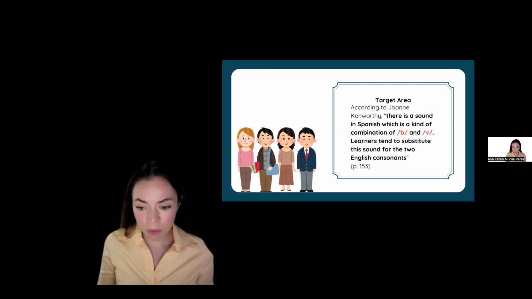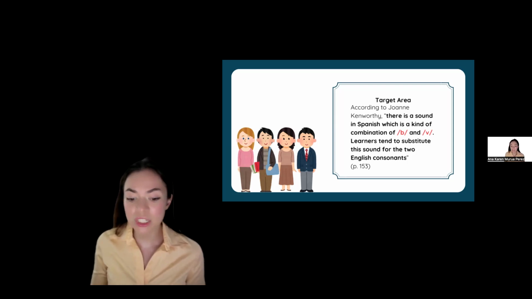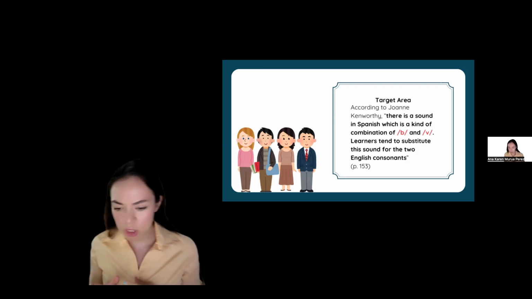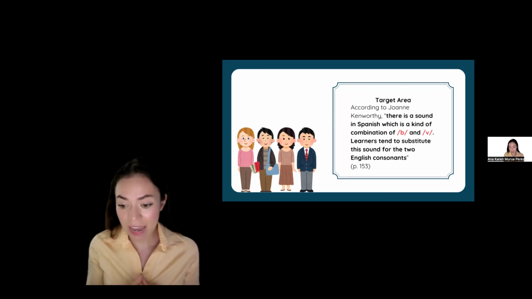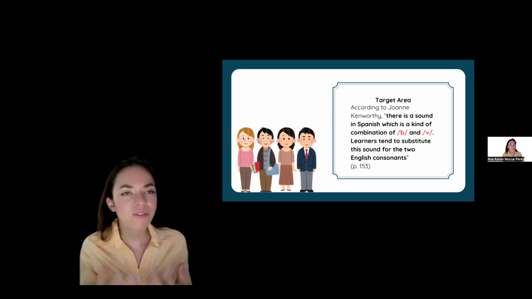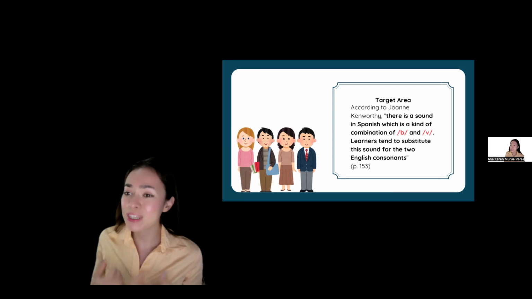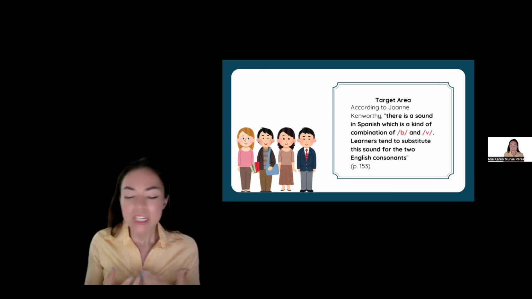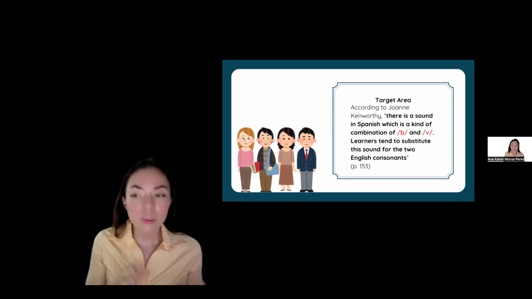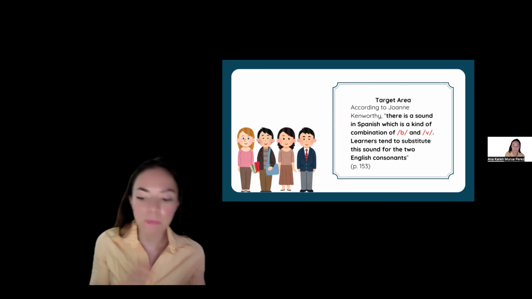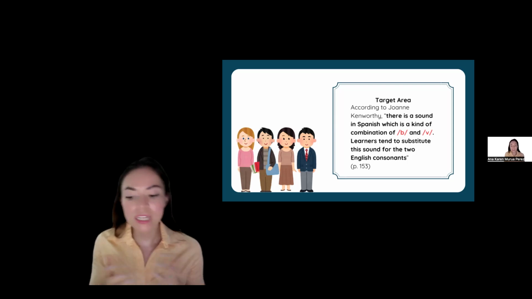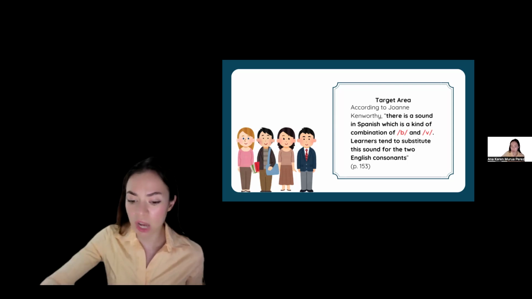According to Joanne Kenworthy in her book Teaching English Pronunciation, there tends to be a confusion between the B and V sounds in Spanish speakers, which is a very common error I have noticed with my group of students. She states that there is a sound in Spanish which is a kind of combination of B and V. So learners tend to substitute this sound for the two English consonants.